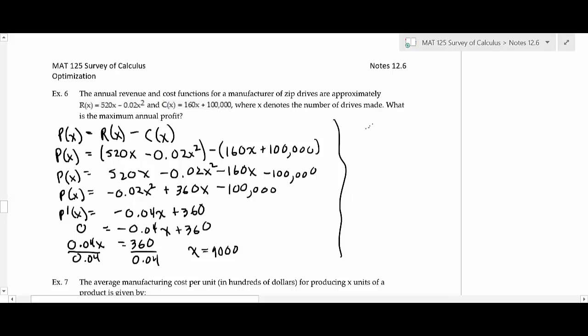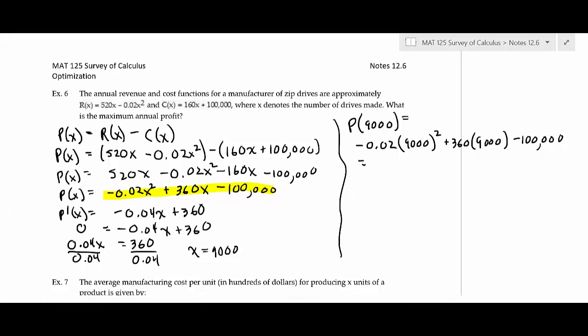So then what you want to do is just do the profit at 9,000. So the question is, where do you plug it in? Profit function, right? Plug it in there. Don't plug it into the derivative, because what you're doing is finding profit. You can do this on your calculator: negative 0.02 times 9,000 squared, and 360 times 9,000, minus 100,000. Anybody do that? 1,520,000. Okay, should be a pretty big number.